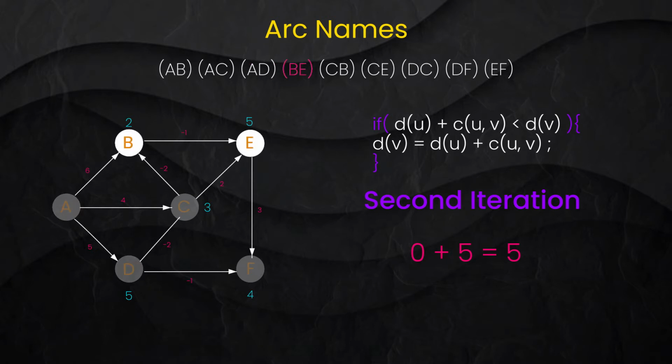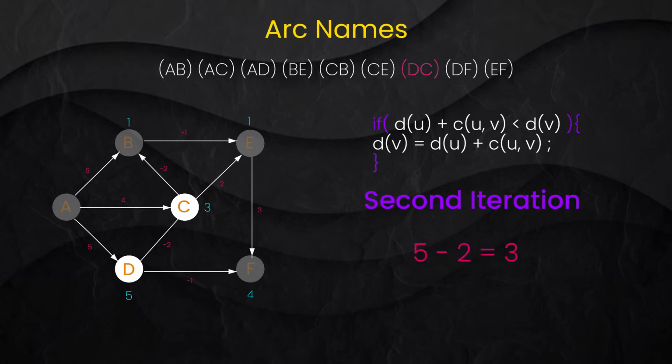Then BE. BE is 2. 2 minus 1, that is 1. So we'll be updating it. BE will be updated to 1. And again CB. The value of C is 3 and 3 minus 2, that is 1. So you will be updating this as 1. And value for CE. The distance of C is 3. So 3 plus 2, that is 5. 5 is greater than 1. You will not update.